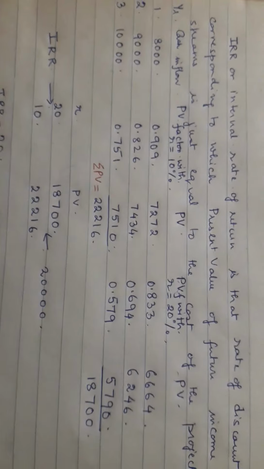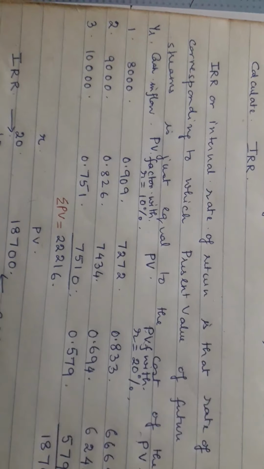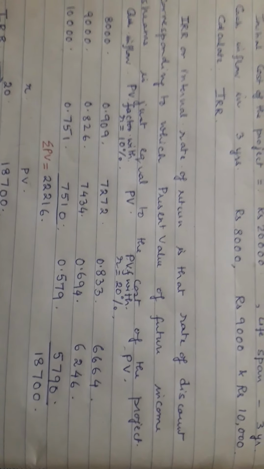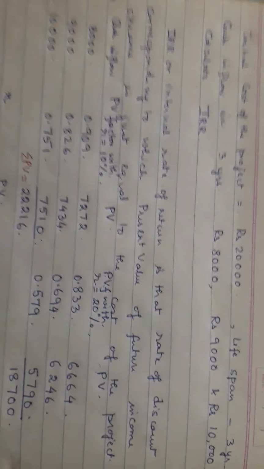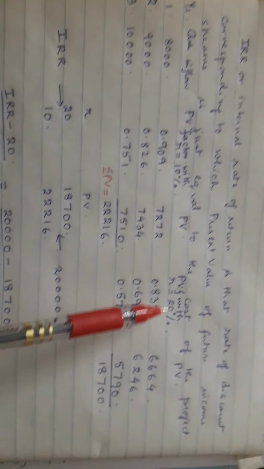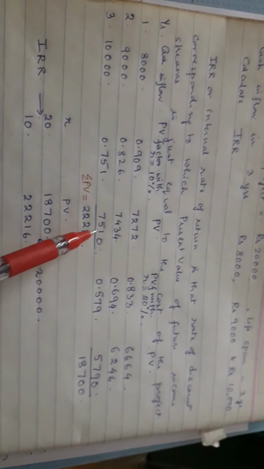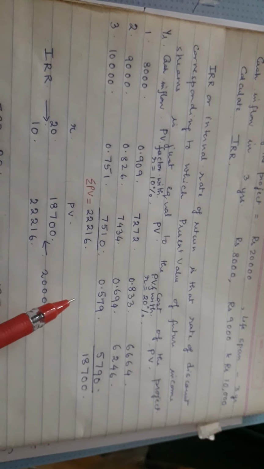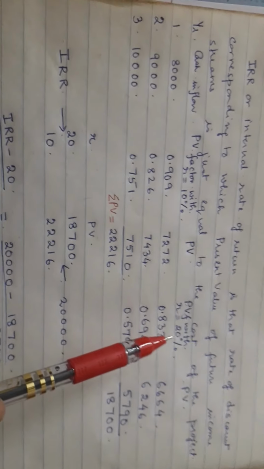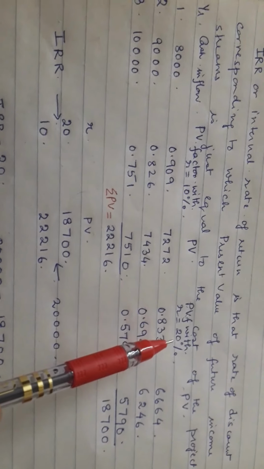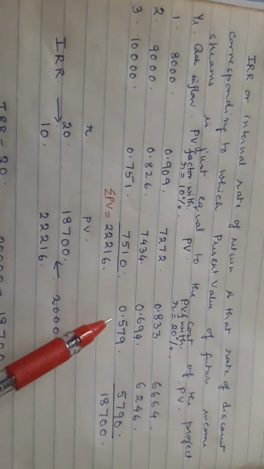Why? Because internal rate of return is that rate of discount corresponding to which the present value of future income streams is just equal to the cost of the project. Okay, so here also 10% did not fit. What did we have? We have the present value greater than 20,000. So we have to lower that, and in order to lower that we have to do it with a higher rate of interest. So we have taken it to be 20% and calculated the PV factors with that r.